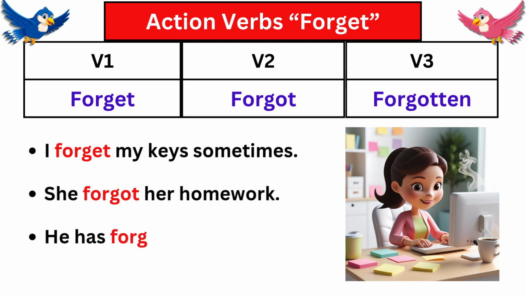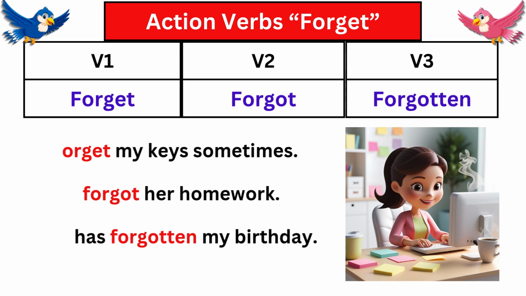V3, past participle: He has forgotten my birthday. This is used with have or has for the present perfect tense.